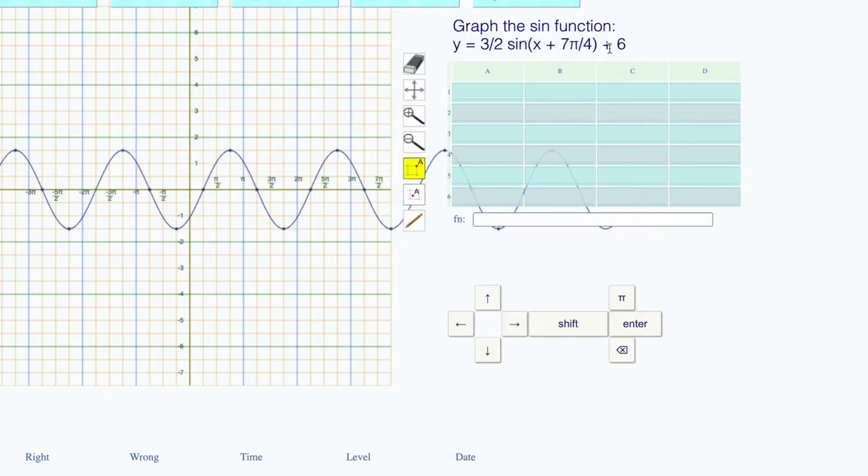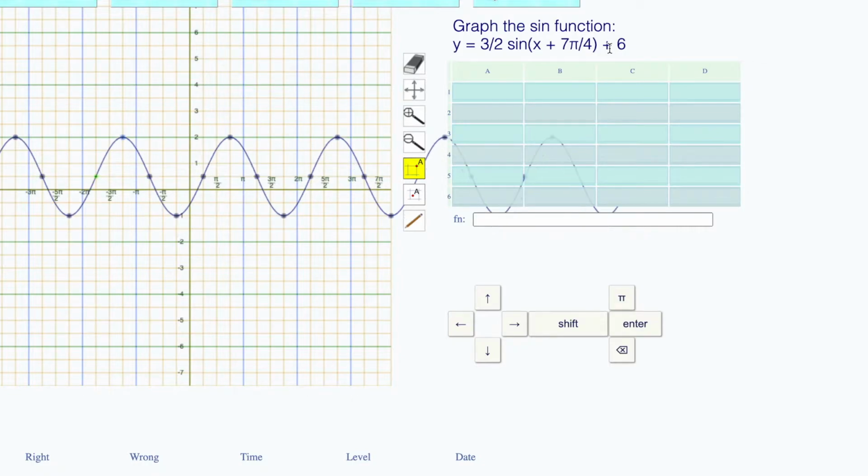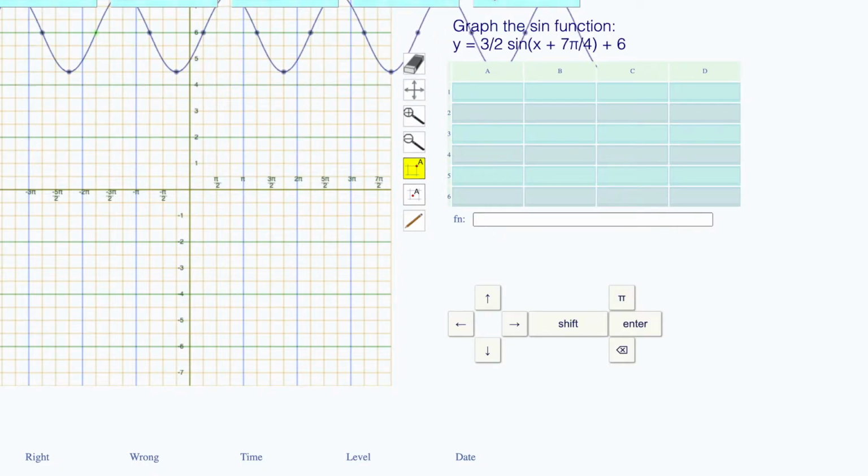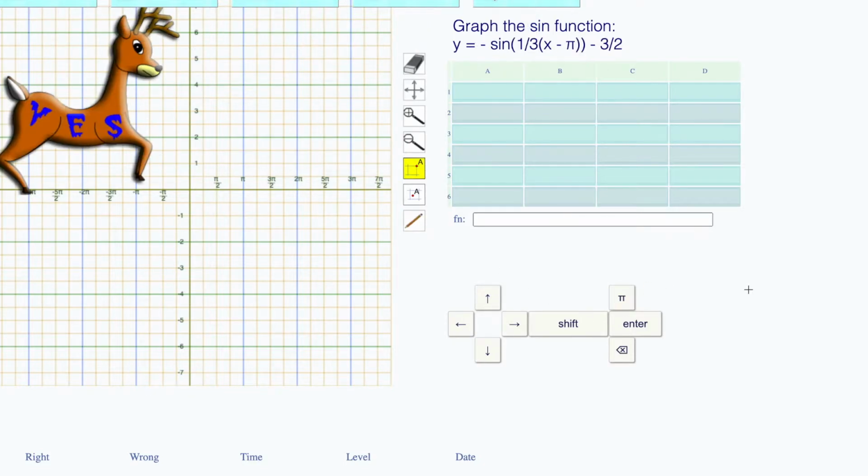Then the k is plus 6. That means I'm going to lift up the whole graph to 6, like this. So the midline is going through the 6. And there is our graph. So you press return.